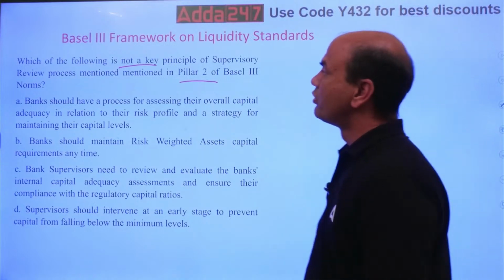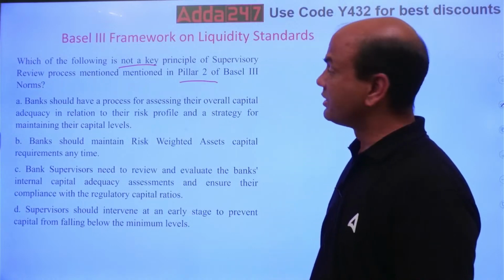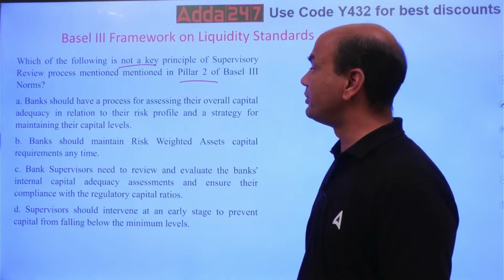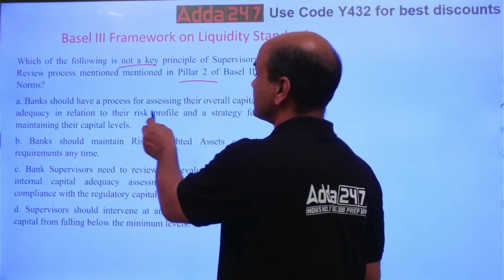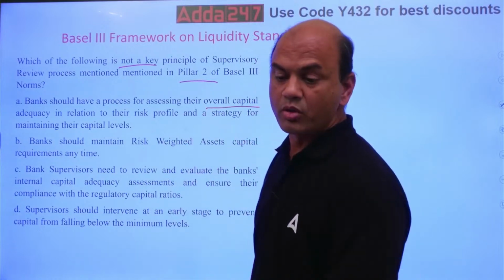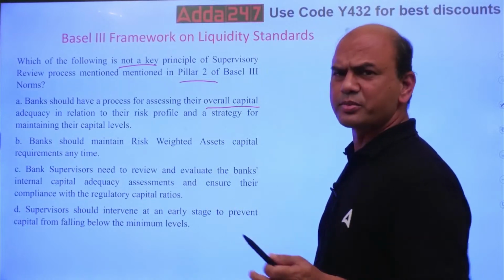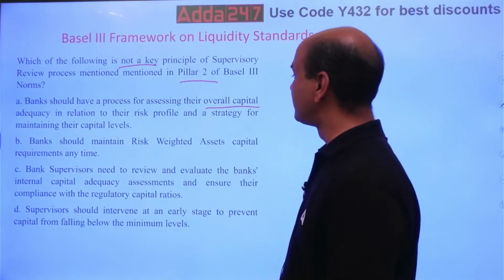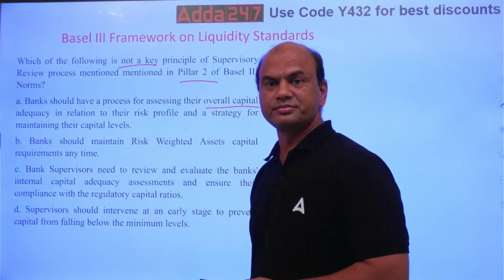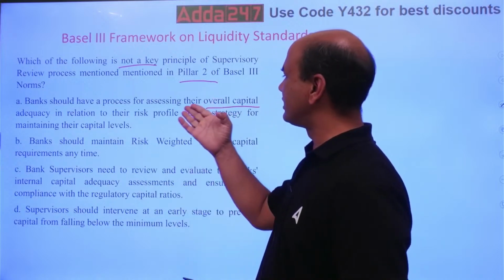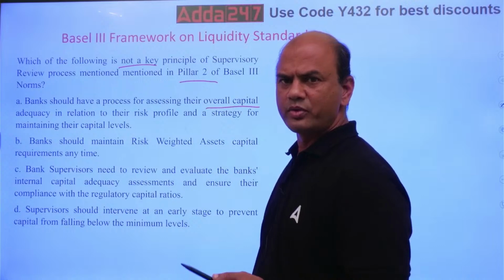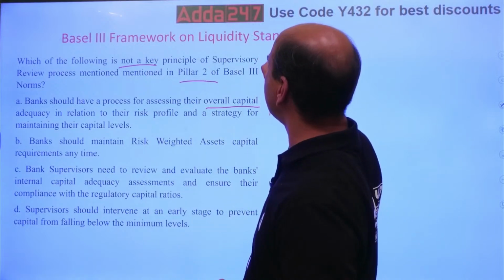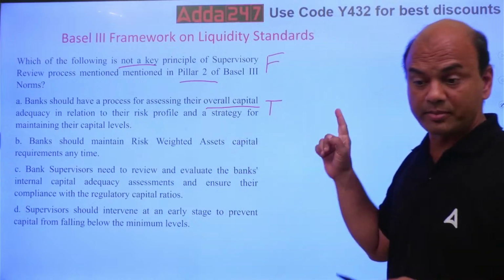So, which of the following are not the key principles? Bank should have a process of assessing their overall capital adequacy in relation to their risk profile and a strategy for maintaining the capital levels. So the bank should have a process for assessing the overall capital requirement. Process means your techniques, in relation to their risk profile, and strategy for maintaining the capital level. Do you agree? Bank should have the internal assessment process. But what do we want? We want the 'not' answer. So this is true, and you want the false answer. This is true.